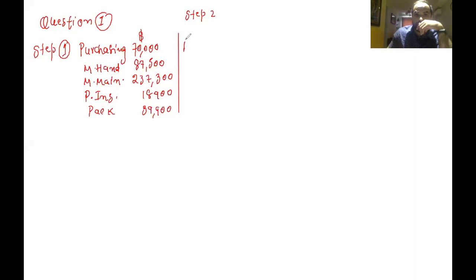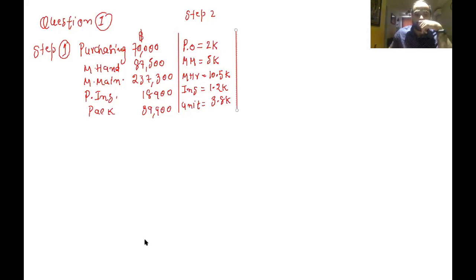Purchase order, which is 2,000, right? Material handling, which is 5,000. Material maintenance, machine hours are 10,500, right? And product inspection is 1,200, right? And finally, units, 3,800, right? That's your step 2, right? Now, step 3.